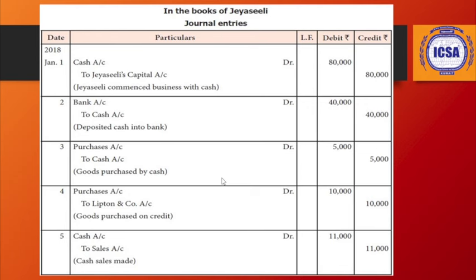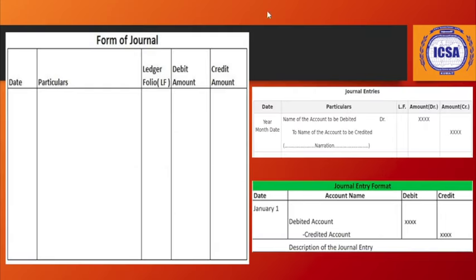Hello, this is the second section of formats of books of prime entry, and here we are discussing journal entries and the format of journal. Here we can see a blank format of journal. Journal is the sixth and very important book of prime entry that is used to record all types of journal entries which could not be adjusted in the other five books of prime entry.